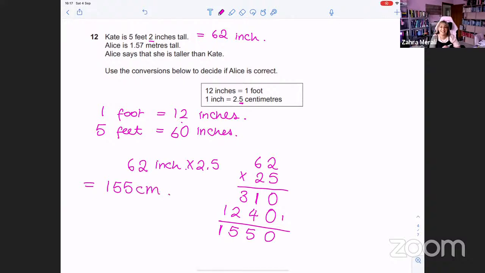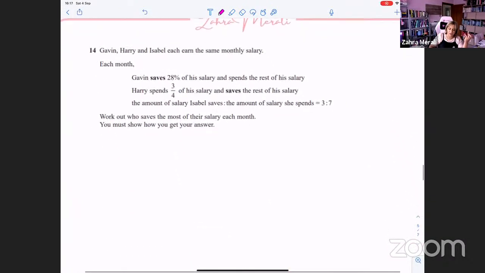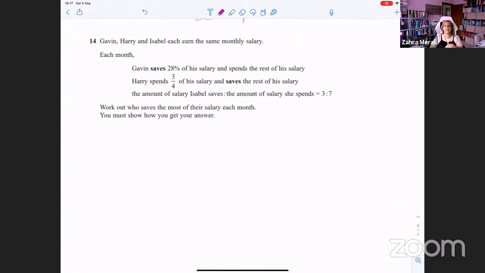Right, so now we have it in centimeters. How many meters is that? Which equals 1.55 meters. And so we'd say Alice is correct. And we have to write that conclusion statement to get that final mark. It's a bit annoying, but don't forget it because you won't necessarily get that mark.